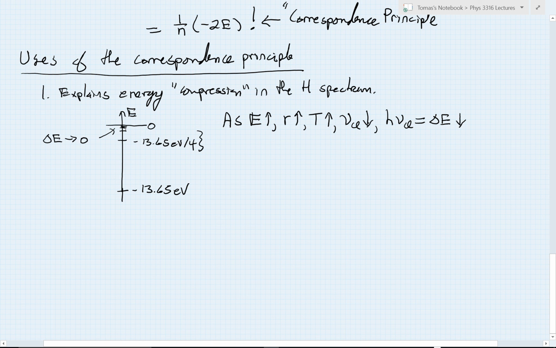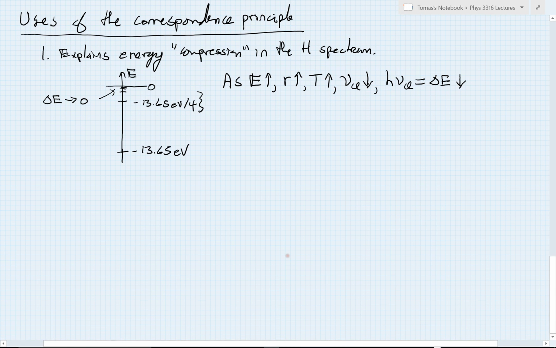Now, what I would like to do with this next is to make a guess at the behavior we expect in a second system.